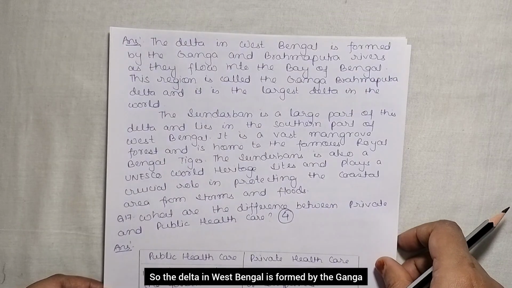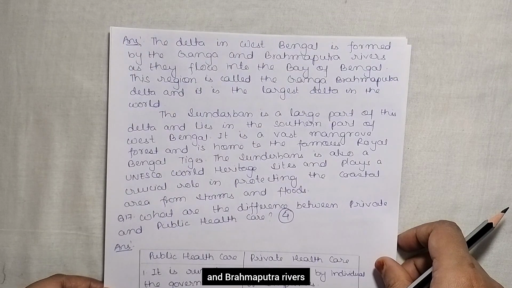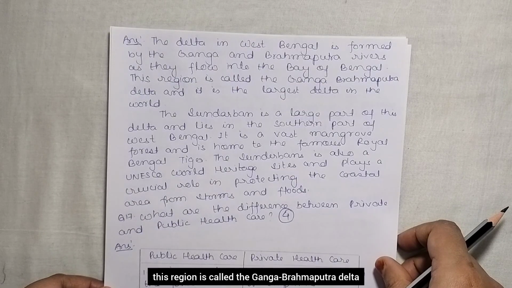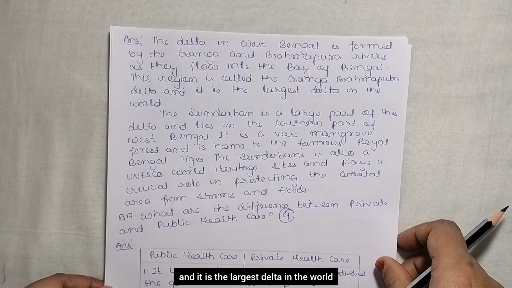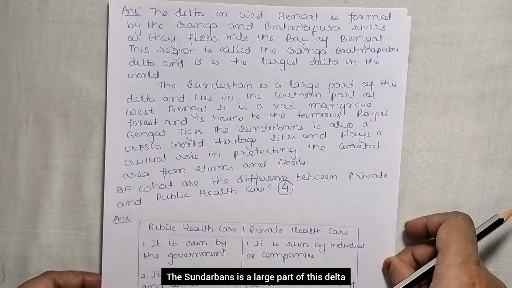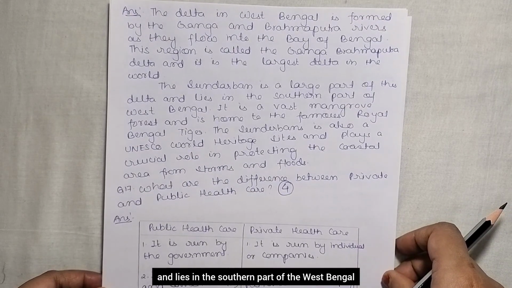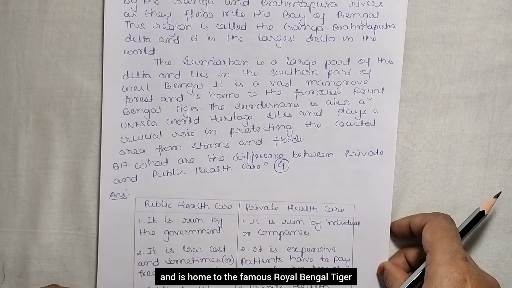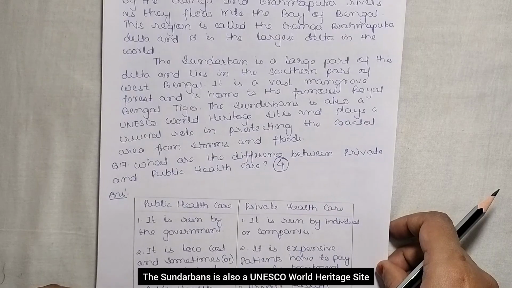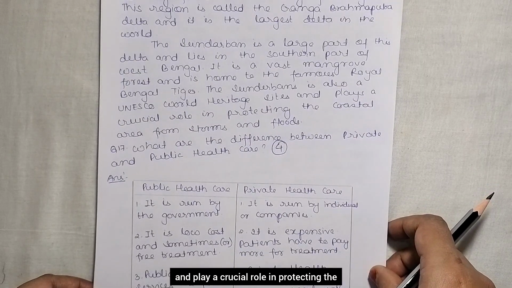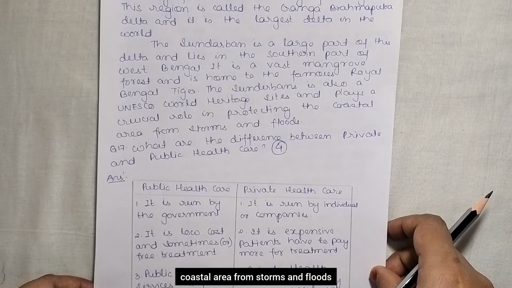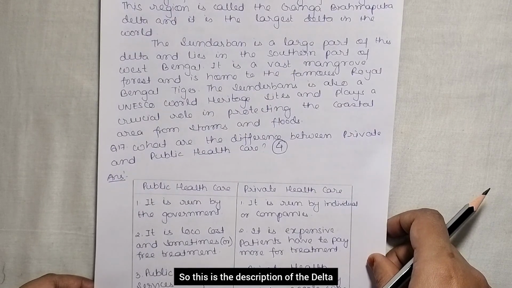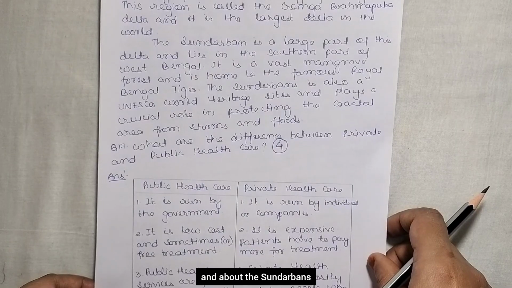So, the delta in West Bengal is formed by the Ganga and Brahmaputra rivers. As they flow into the Bay of Bengal, this region is called the Ganga-Brahmaputra Delta and it is the largest delta in the world. The Sundarban is a large part of this delta and lies in the southern part of West Bengal. It is a vast mangrove forest and is home to the famous Royal Bengal tiger. The Sundarban is also a UNESCO World Heritage Site and plays a crucial role in protecting the coastal area from storms and floods, right? So this is the description of the delta in West Bengal and about the Sundarban.